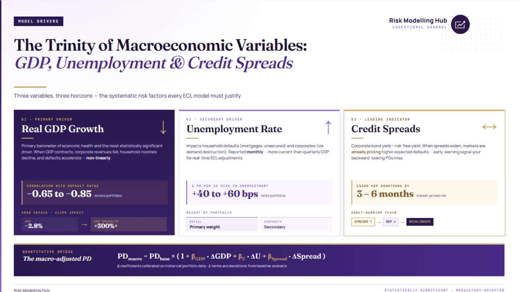So at the bottom, we show the quantitative bridge, the macro adjusted PD formula. Your baseline PD gets adjusted by coefficients tied to the changes in GDP, unemployment, and the spread. So this Trinity approach ensures your ECL model captures a full economic cycle and it's statistically significant and regulatory accepted.